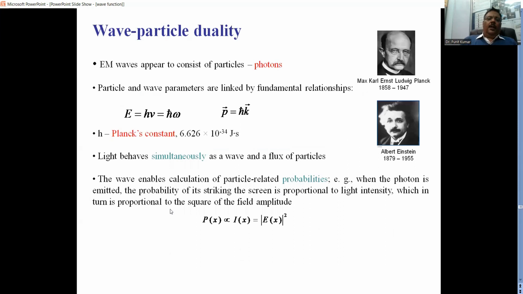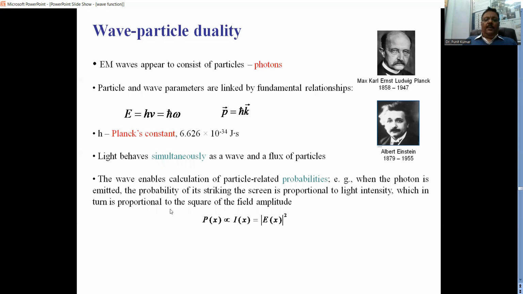After the postulates of Planck and Einstein, it was concluded that the electromagnetic wave appears to consist of particles, which are photons, and the energy of these photons is given as h nu, where nu is the frequency. The momentum of these photons is h cross k. Light behaves simultaneously as a wave and as a flux of particles. Light travels in the form of a wave, but is absorbed or emitted in the form of a stream of particles.